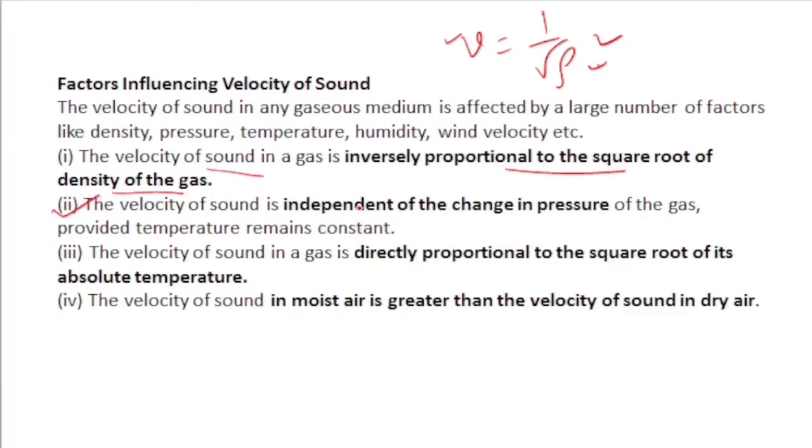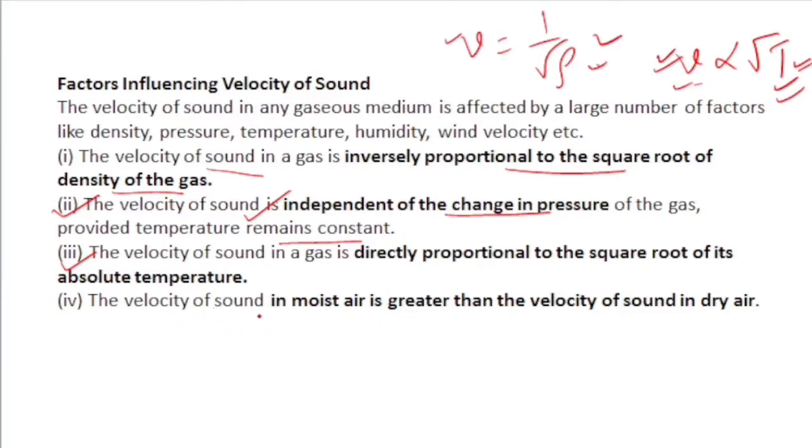Second one is that it is independent of the change in pressure of the gas, provided temperature remains constant. It is not dependent on change in pressure. Whether pressure increases or decreases, the velocity of sound remains constant. Third one is that it is directly proportional to the square root of its absolute temperature. When temperature increases, velocity also increases. When temperature decreases, velocity decreases.